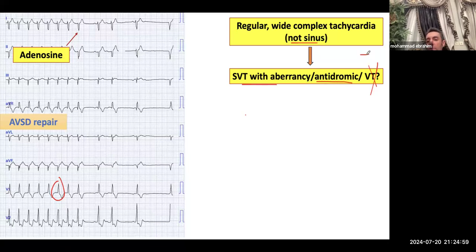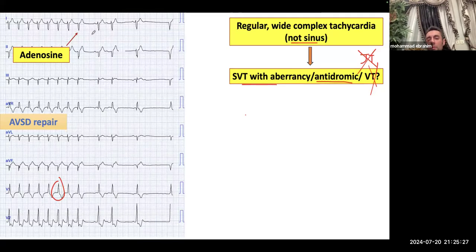By the way, jet, for Amr: would jet terminate with adenosine? Yes or no? It's an advanced question, but the answer is no. Jet usually doesn't get terminated with adenosine. Amr said already no. It's not jet. Now it terminated. Could it be sinus tachycardia, by the way? No. Adenosine does not terminate sinus tachycardia.